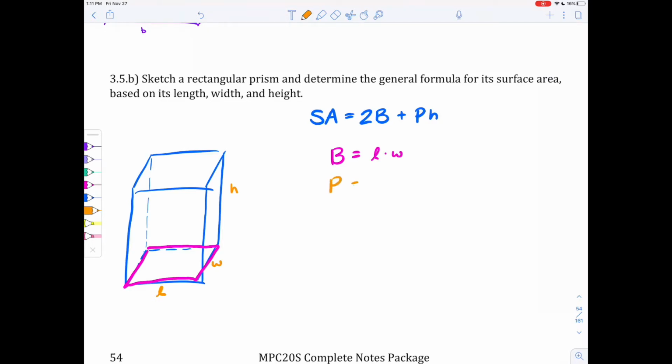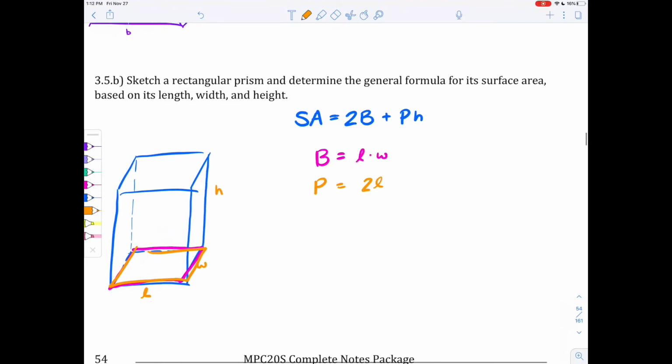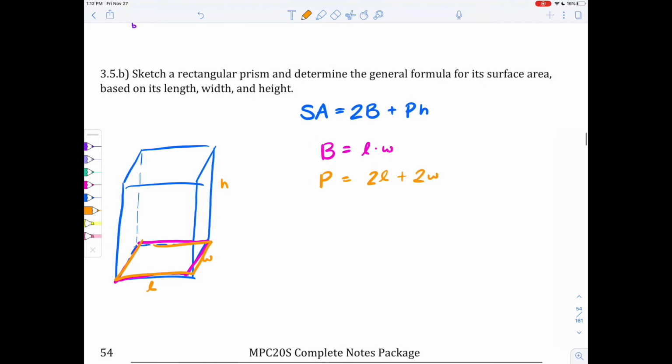For my perimeter of that same rectangle, I can find it by saying 2 times length, because I have one here and one here, plus 2 times W, because one here and one here, will give me the perimeter. Now that I have those values for the area of the base and perimeter of the base, I could plug those back into my original formula.